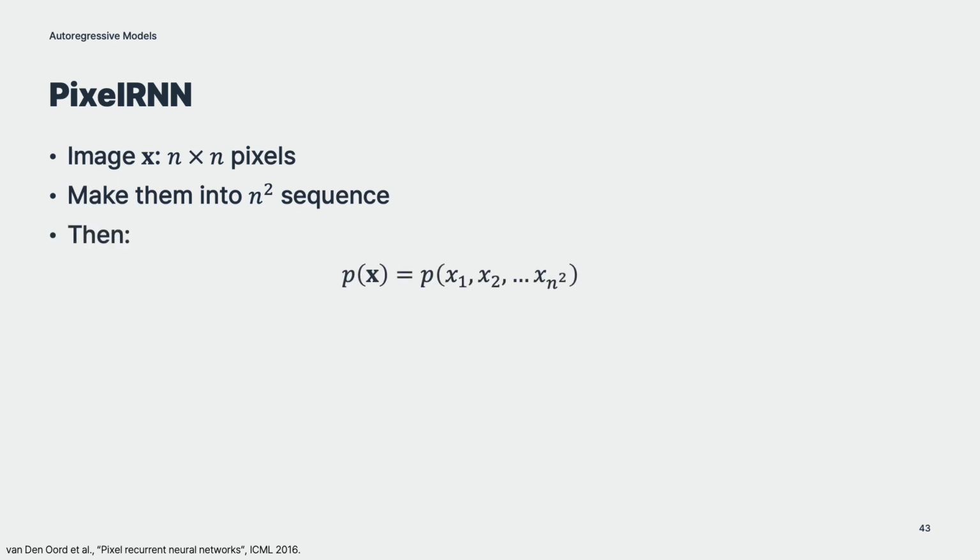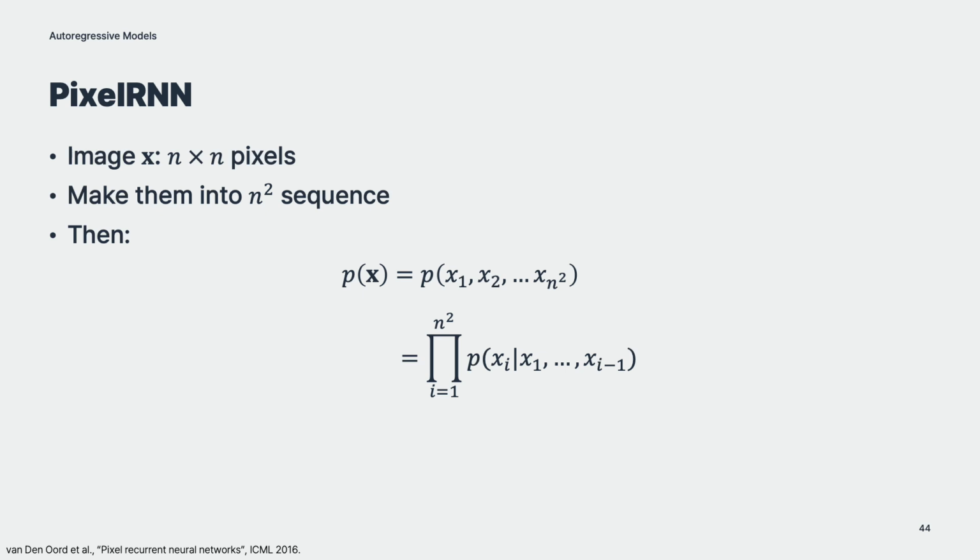If we consider image generation, we can treat an image as a sequence of pixels. For an image with size n by n, it can be viewed as a sequence with n squared elements. So, we are dealing with a joint probability of a sequence of length n squared, and we can build a generative model based on that.